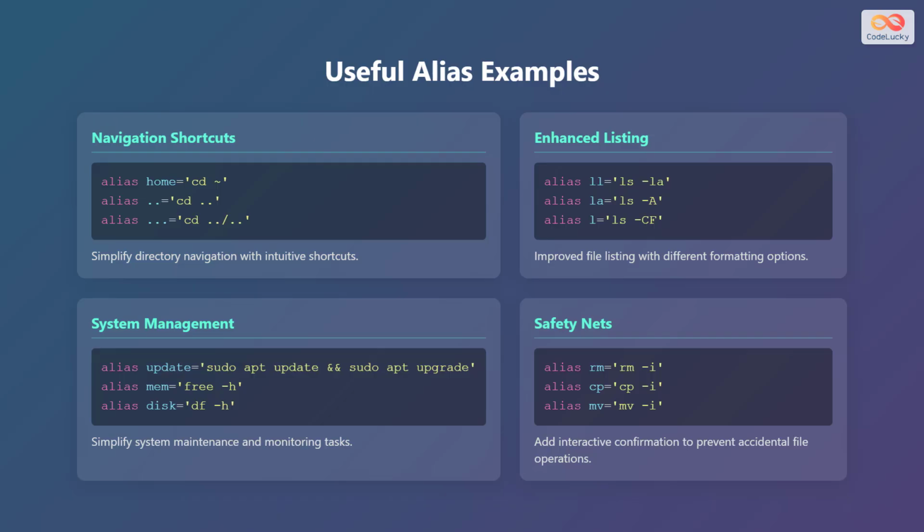And finally, safety nets. Alias rm='rm -i', alias cp='cp -i', and alias mv='mv -i'. These will add interactive confirmation to prevent accidental file operations.